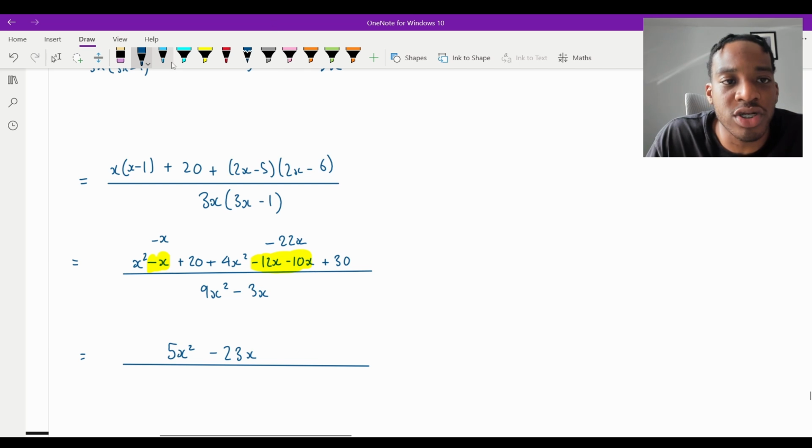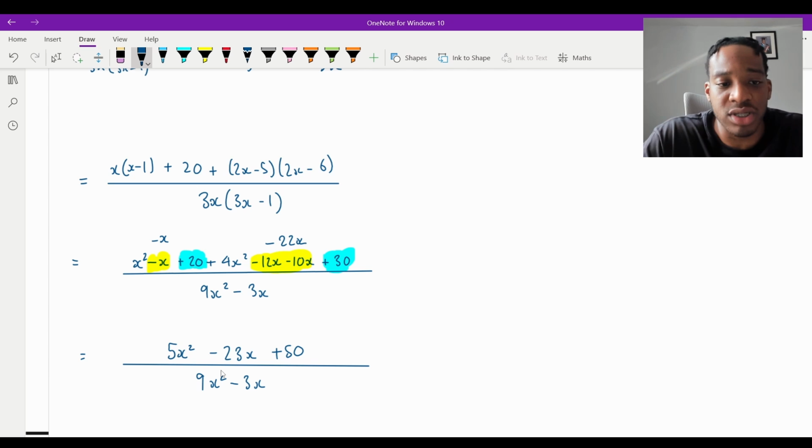And then the constant terms, the numbers, I've got a plus 20 here and a plus 30. That just makes 50, so I get plus 50 here. And then this is all divided by 9x squared minus 3x. And this is our final answer. This is an expression for taking the same counter.